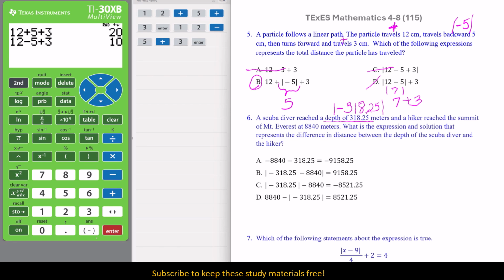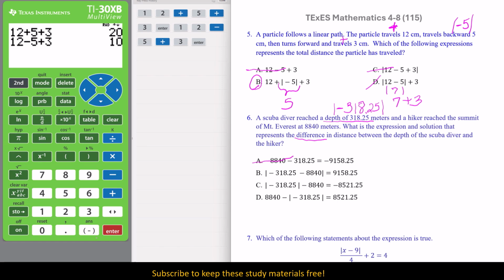What is the expression in solution that represents the difference in distance between the depth of the scuba diver and the hiker? Represents the difference in distance. So they don't mean how far are they apart. They're like, who's gone further, maybe, or what's the difference? So what we really have is we are taking the 8840 and subtracting the absolute value of the diver. So let's see here. Well, this is a negative.